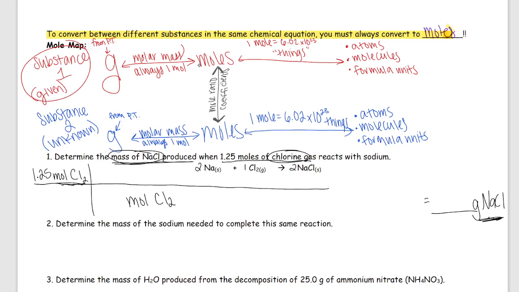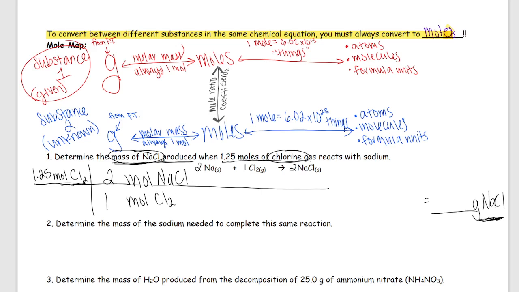So if I'm starting in moles of chlorine, my next step is that I need to use the mole ratio with the coefficients from my balanced chemical equation to get into moles of my other substance. So I'm going to put moles of NaCl on top of moles of Cl2. The conversion factor between those two things is the mole ratio. So that's why I put that on the mole map. The mole ratio comes from my coefficients. So next to Cl2, I had a coefficient of 1. And then next to NaCl, I have a coefficient of 2.